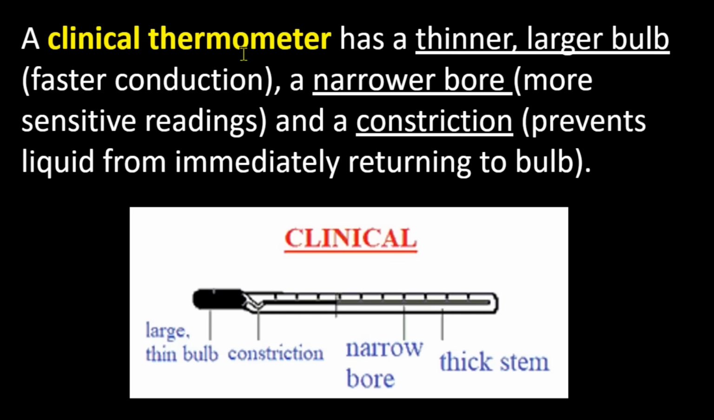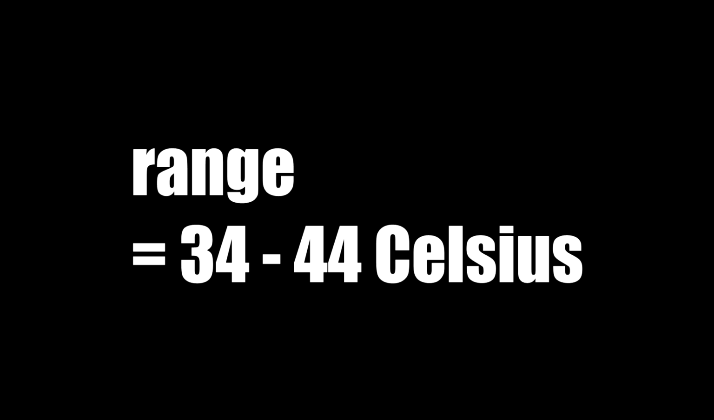A clinical thermometer is different from a liquid in glass because it has a thinner, larger bulb, which allows faster or more rapid conduction, a narrower bore, which means it allows for more sensitive readings. You are able to tell more specific readings, and a constriction, which prevents the liquid from immediately returning to the bulb. Typically, the doctor would have to shake the thermometer for the alcohol and mercury to return to the bulb. Another thing to note here is that the range of the clinical thermometer is usually lower. It might be between 34 and 44 degrees Celsius.